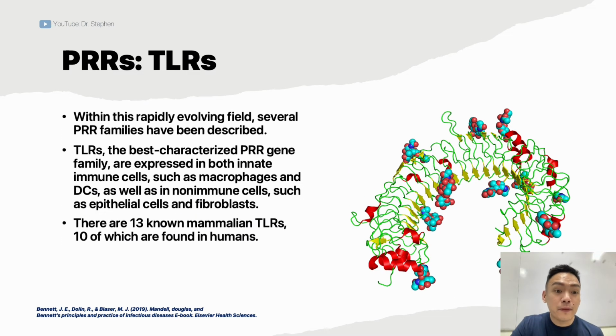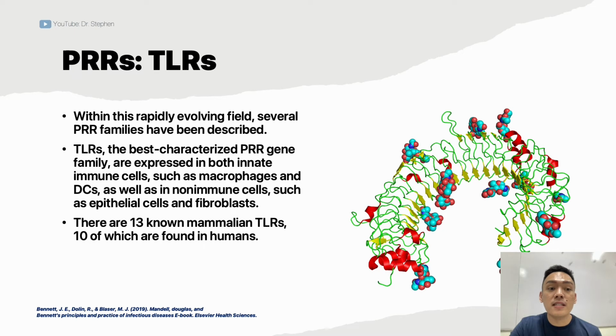TLRs, or toll-like receptors. With this rapidly evolving field, there are several PRR families that have been described. TLRs, the best characterized PRR gene family, are expressed in both innate immune cells, such as macrophages and DCs, as well as non-immune cells, such as epithelial cells and fibroblasts. There are 13 known mammalian TLRs, 10 of which are found in humans. TLRs are generally classified into two categories, which depend on their cell localization and the PAMPs they recognize.